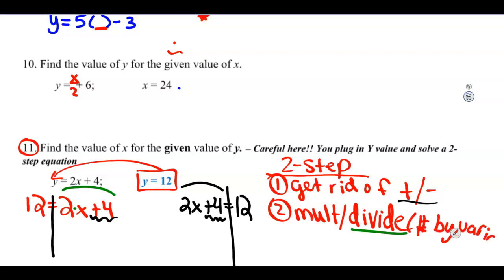Okay, so that's just a refresher on the 2-step equation. But the hard part for this was just remembering you had to plug in this value 12 into the y, not the x. It's different than 9 and 10. So I want you to now pause the video. I actually set the work up for you, so you just need to do the 2-step equation and solve for number 11.